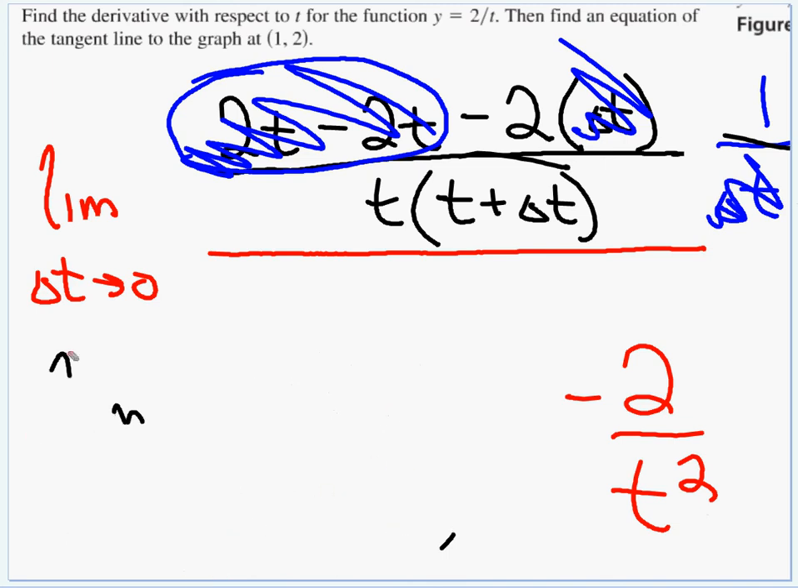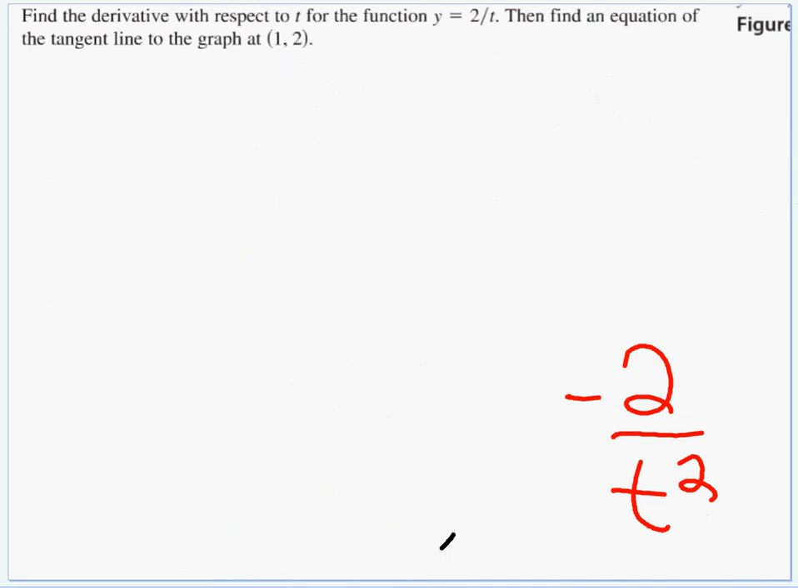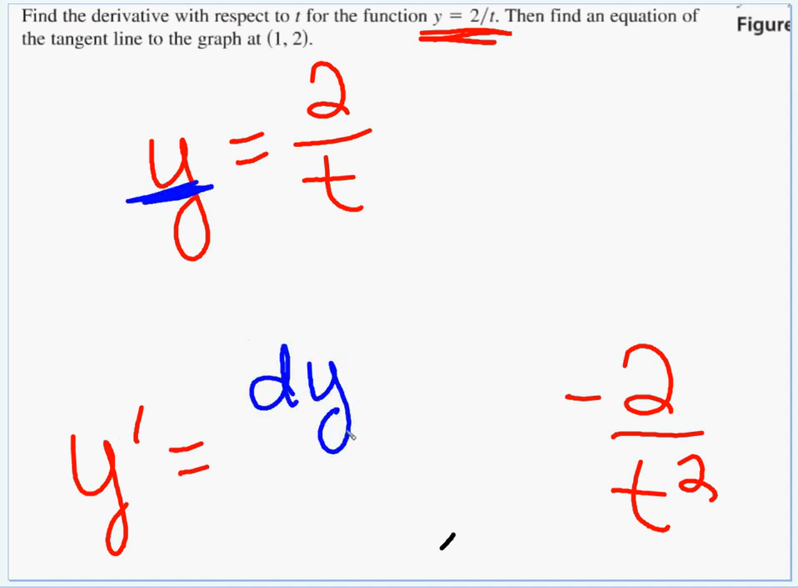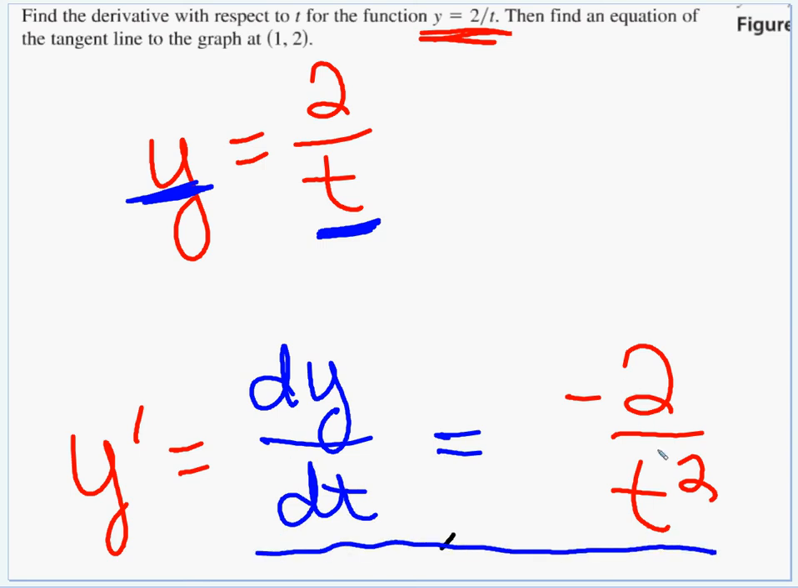Let's get some notation attached to that. Our original function here was y equals 2 over t. So we could write y prime equals, or, our function was y and we derived y, dy, we derived it with respect to this variable, dt. So we could say dy dt is -2 over t squared, or we could say y prime is -2 over t squared.